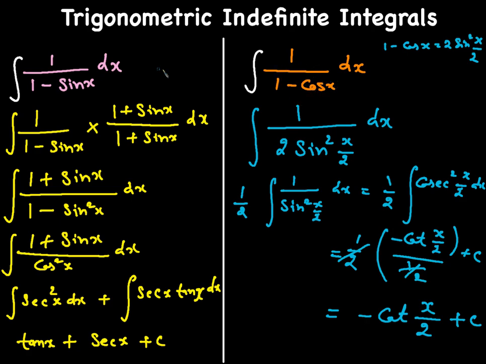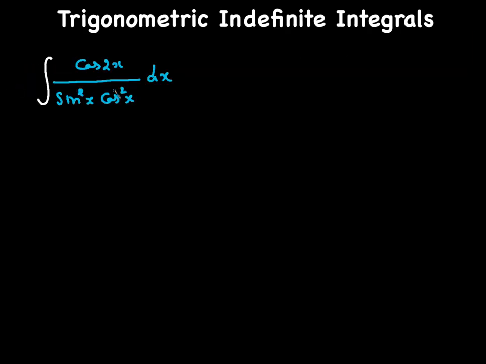Okay, so that's how we can find the integration of this term. Let's do a couple more. I've got a few more. So this is cos 2x over sine square x and cos square x. So here again we're going to use another trigonometric identity. So I'm going to write it down over here. Cos 2x is equal to cosine square x minus sine square x. Need to remember the trigonometric identity. A lot of integration involves these identities.